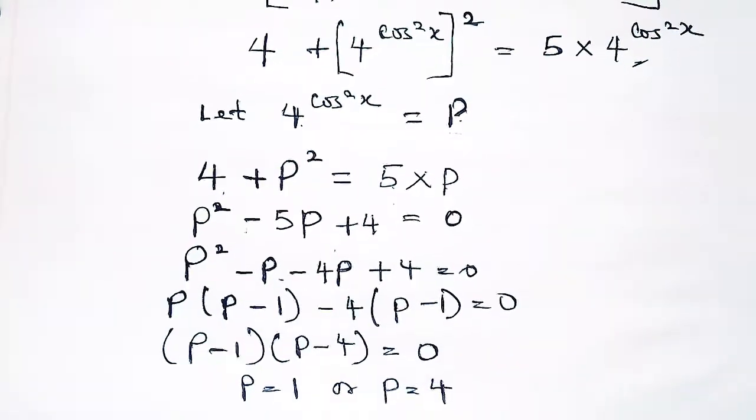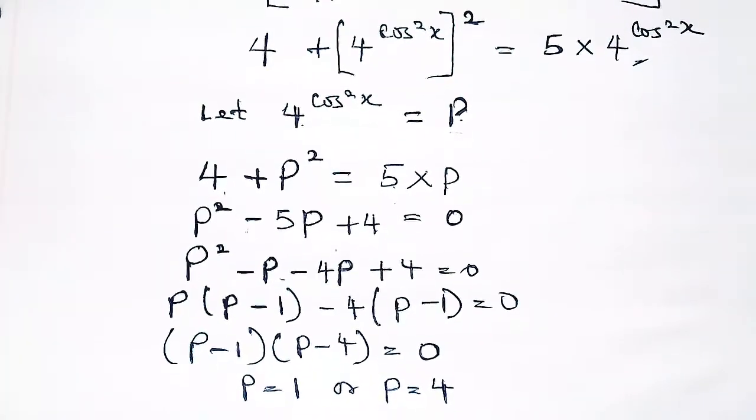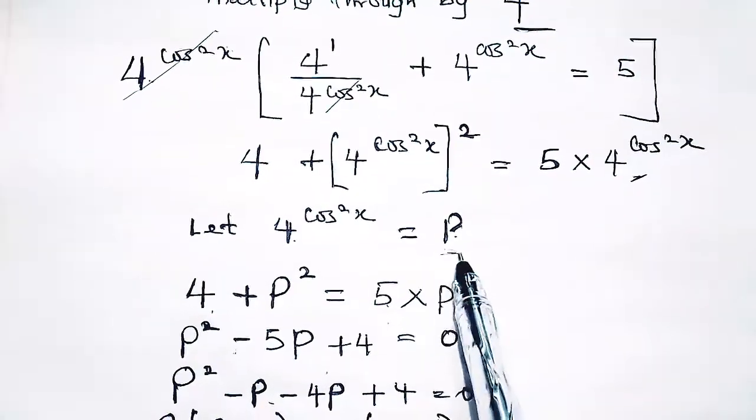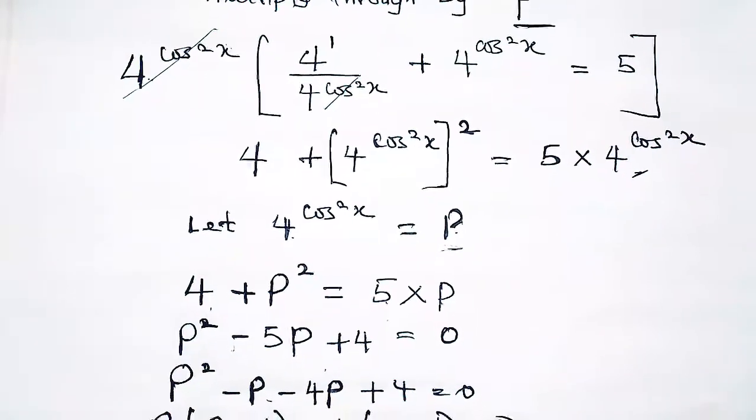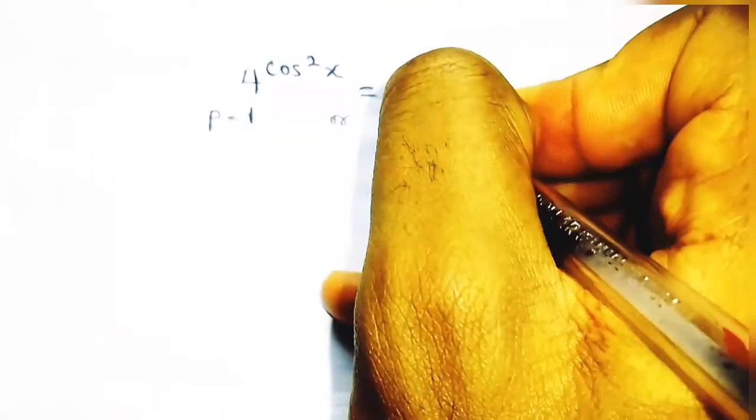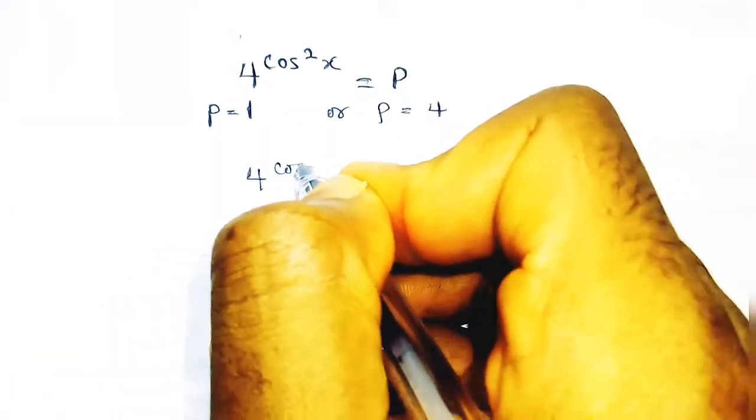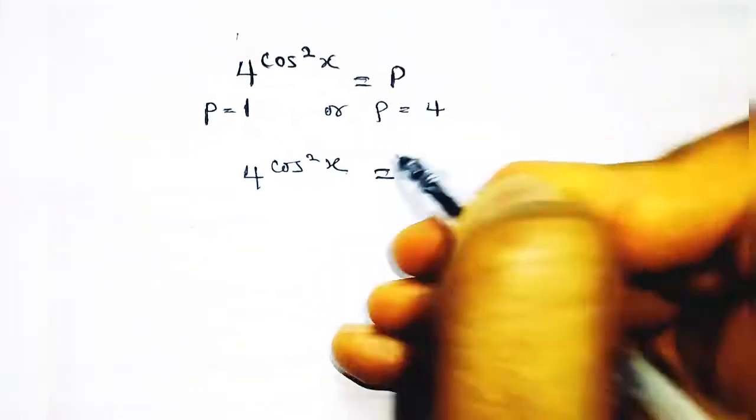So let's not just get our hopes up, because we are not actually done with solving this question. Remember, we said let 4 cos square x be equal to p. We are looking for the value of x, not the value of p. So let's proceed. We got the value of p to be equal to 1 or p equals 4. So let's make use of 1. So we have 4 cos square x, substitute p to be equal to 1. So this is what we have.